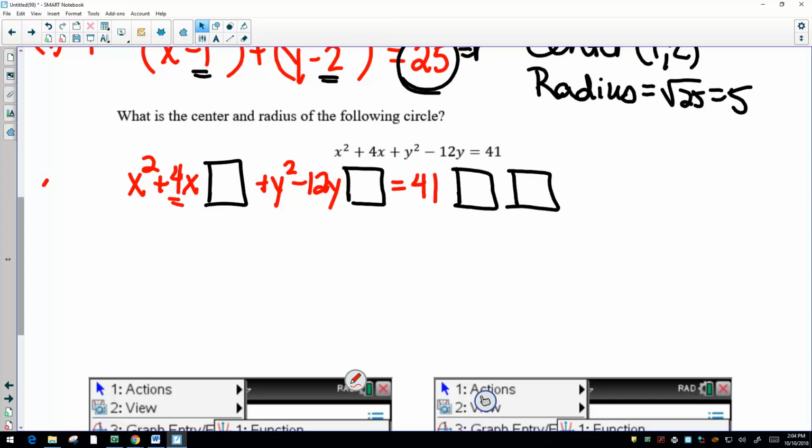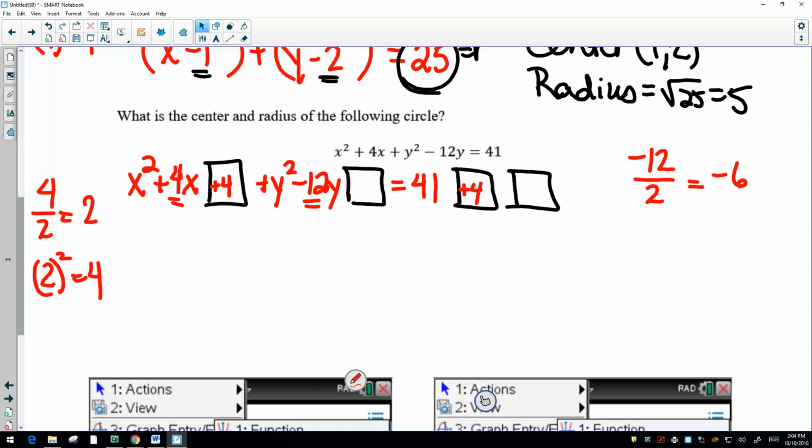We look at our coefficient, I see it's 4. Take half of 4, which is a 2. I take that 2, square it, which becomes a 4, and I add that to both sides. We do the same thing now with our y's. So our y's, we have a negative 12, and again, watch your signs. So we have a negative 12 divided by 2 is a negative 6. We take that negative 6 and square it, and that becomes a positive 36. So again, I'm going to add 36 to both sides.